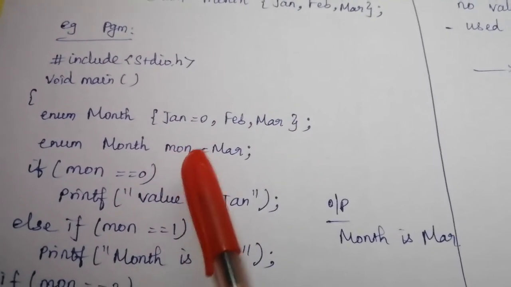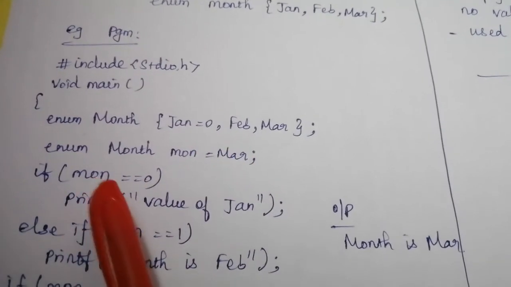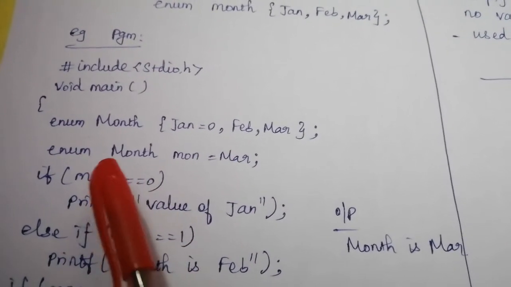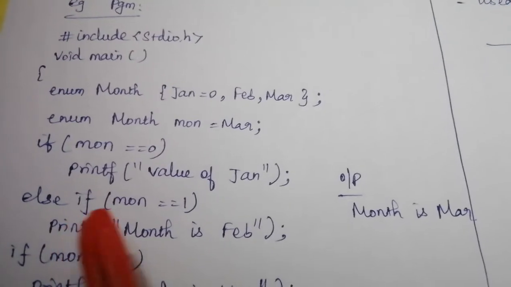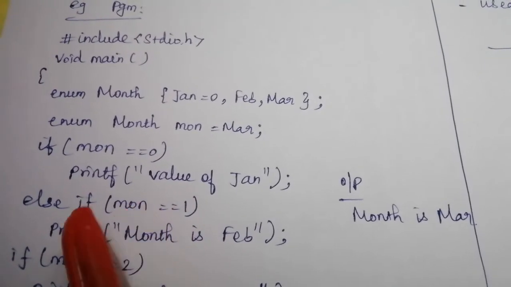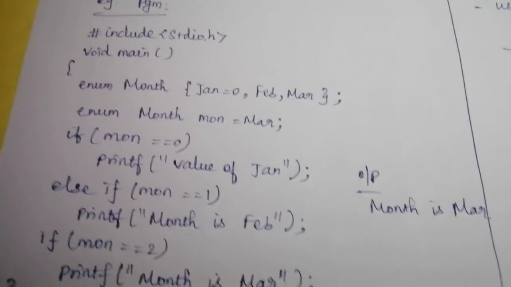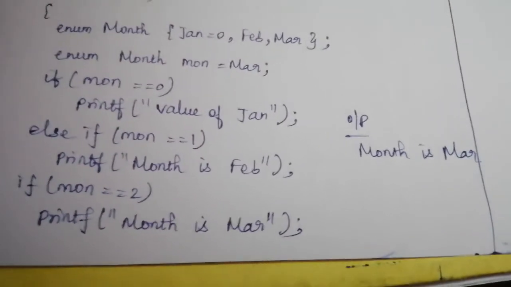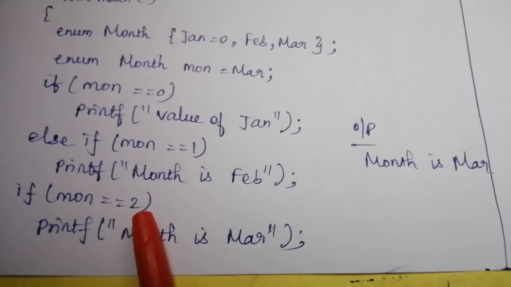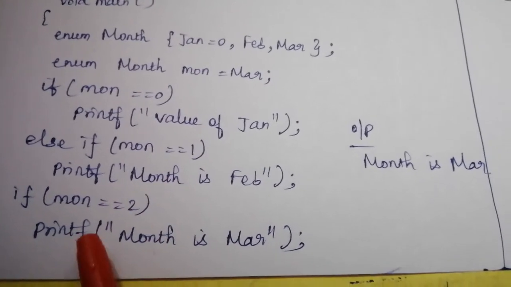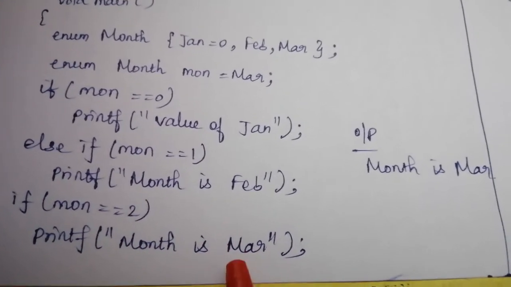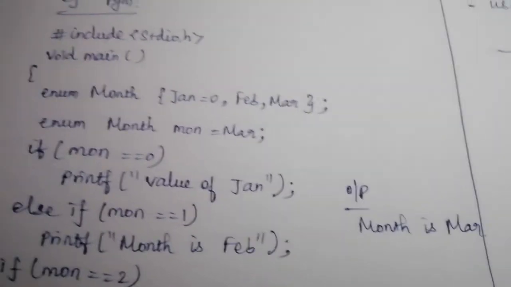So month is equal to 2. I am going to verify the condition: if month is equal to 0, this condition fails, so automatically the else case will be executed. In the else case, the if condition is checked, month is equal to 1, and the condition is again false. So it goes to the next condition. If month is equal to 2, the condition is true, so the statement is executed. The output of the program is: Month is March. So this is about the enumerated data type.